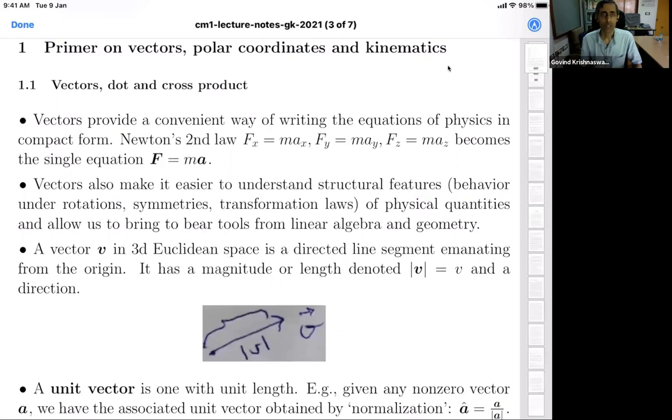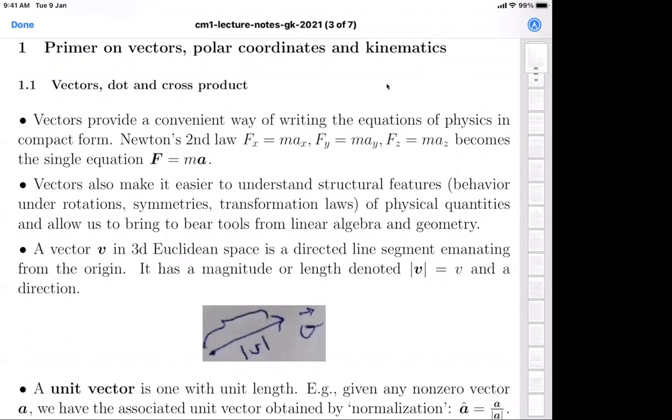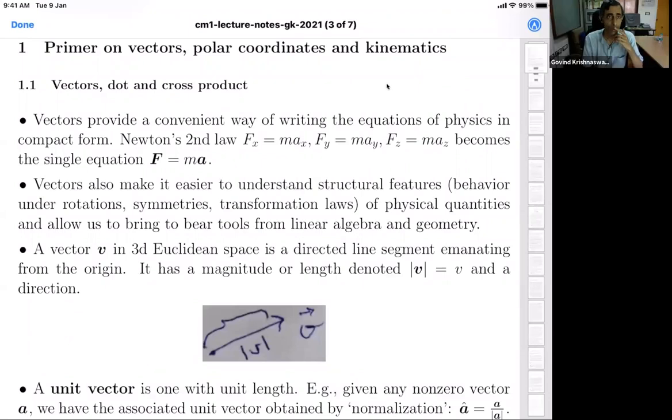Okay, so are you able to see my shared screen? Yes, sir. Okay, great. So let us talk a little bit about vectors.